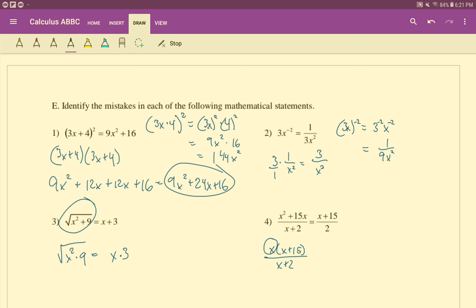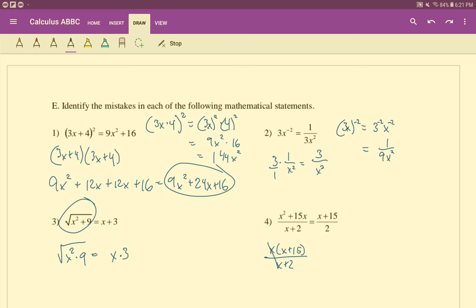This x is multiplied with the x plus 15. This x is adding to the 2. So they're relating to the rest of their numerator and denominator in different ways, right? This x relates to its numerator, it's multiplying with it. But this x is adding with it too. So it just doesn't quite work out to be able to simplify like that, okay?